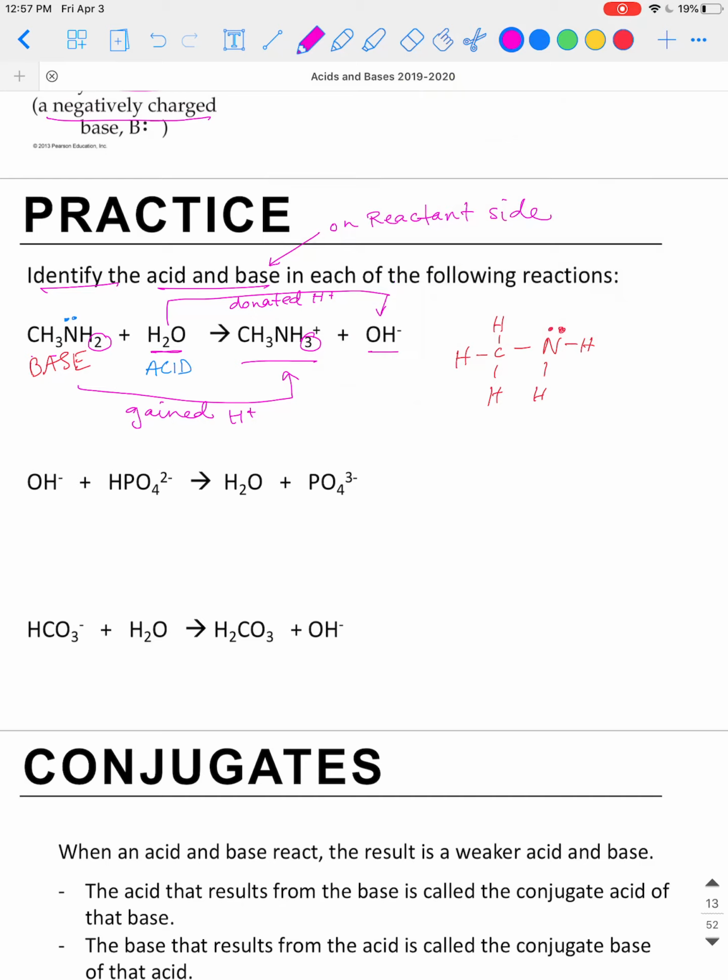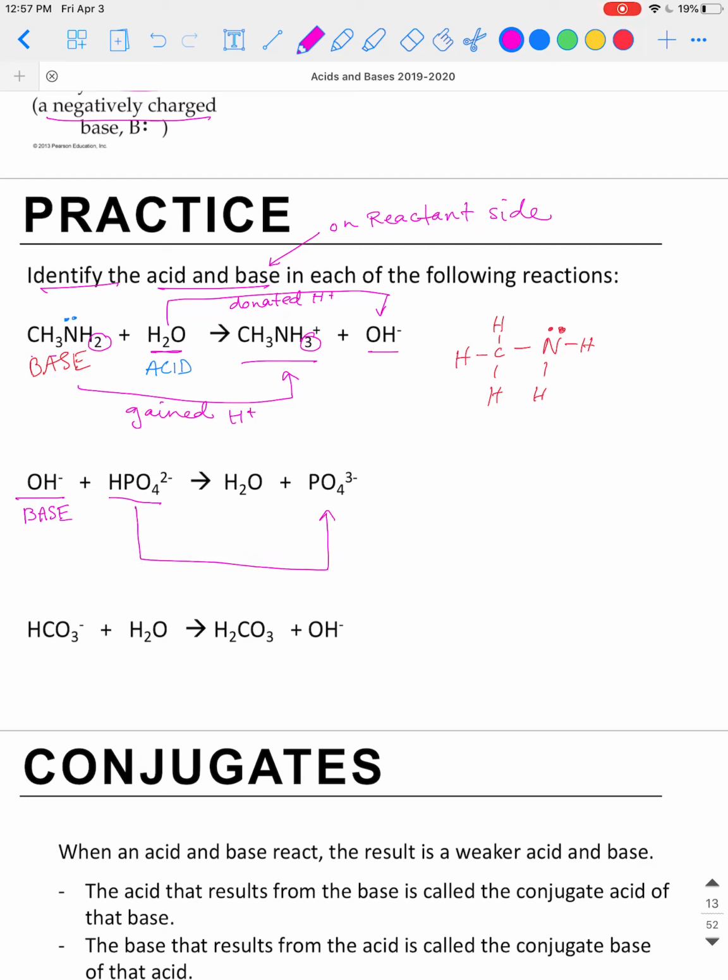Next reaction, we start out with OH minus and HPO4 with a 2 minus charge. So again, you don't have to start out with neutral compounds. In the first reaction, everything on the reactant side was neutral. Here we have 2 things with wildly different charges, a negative charge and then a 2 minus charge. If you're remembering what I was talking about earlier, we said OH minus is a very, very strong what? It's a very, very strong base. So we'll go ahead and label this the base, but let's make sure it's doing what we said.